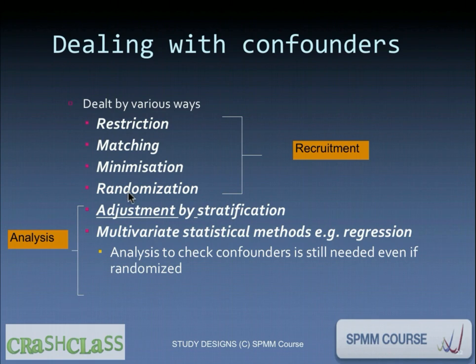So apart from randomization, you can also control for confounders using various other means. What are they? You can do restriction, you can do matching, you can do minimization.